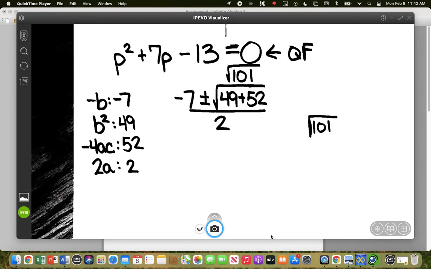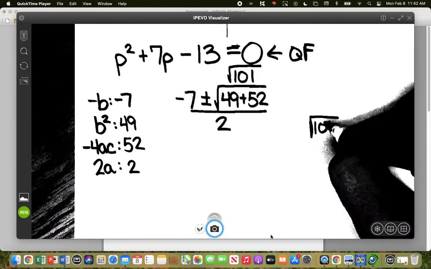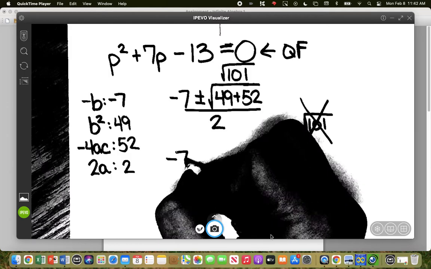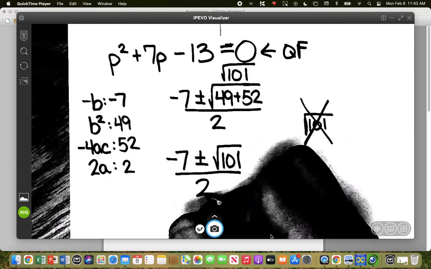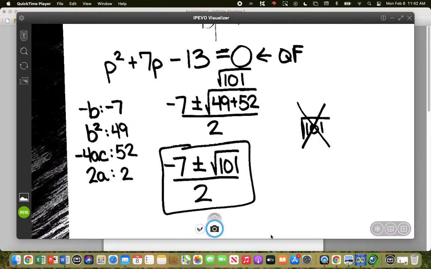Hey guys, what do you think about 101? Yeah, it's prime, so we can't simplify this one. So we just leave it as our regular square root. This one is prime, so it doesn't simplify. So we just leave it as it is.